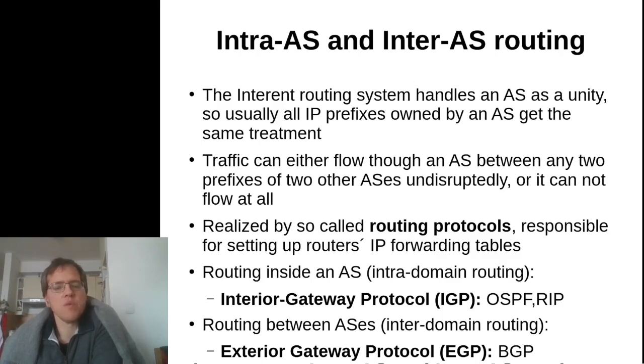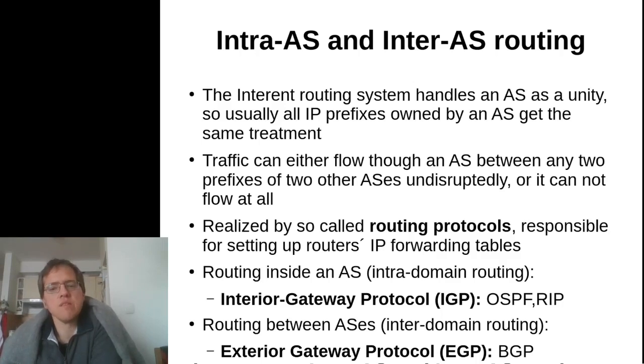The other very important class of routing protocols is the type that functions and operates between autonomous systems. This is the set of routing protocols which create the connectivity between different autonomous systems. Intradomain routing protocols run inside a single autonomous system. Interdomain routing protocols run between different autonomous systems.